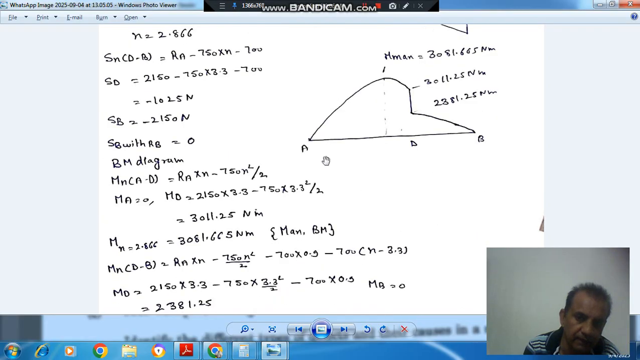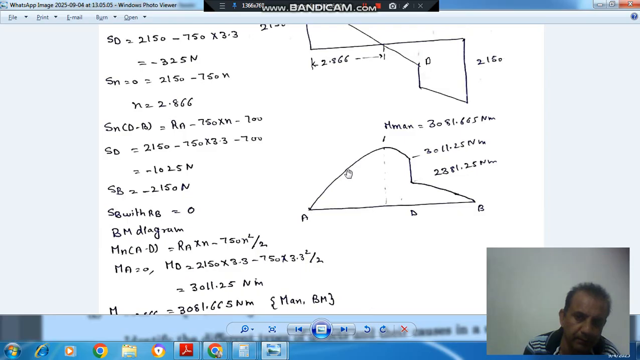So if we put x equal to 3.3, then again MD will be different from this because of this point bending moment: 2381.25. If we put x equal to 4.4, then MD will be 0. So this is the bending moment diagram. Maximum bending moment will be at 2.866, and then there is a sudden decrease, a decrease according to the x force.